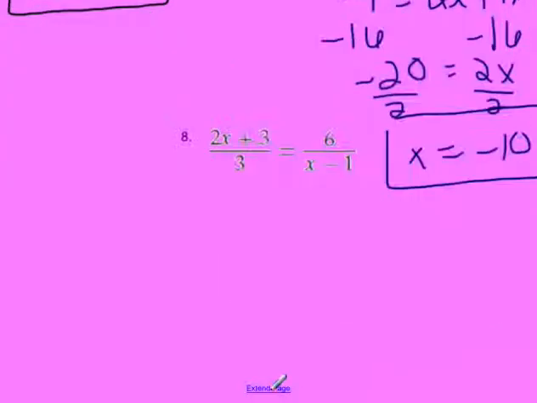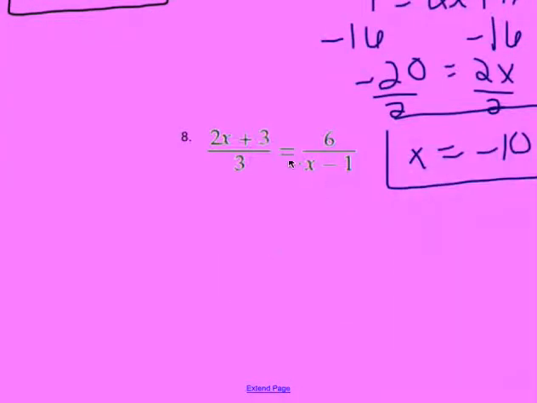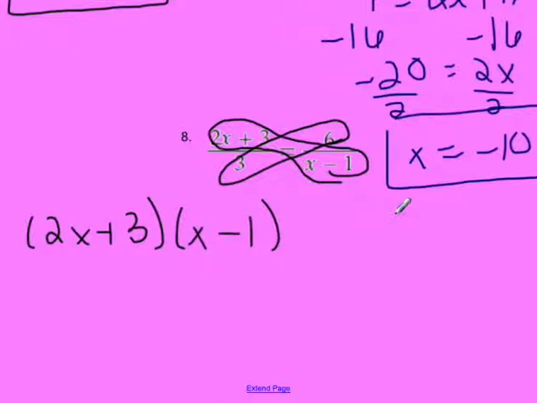Next, let's take a look at this one. This one is going to involve factoring, which is something you learn and something we're going to be reviewing a little bit in this unit. So you're going to multiply that times that and that times that. So we end up getting 2x plus 3 times x minus 1 is equal to 6 times 3, which is 18. Now, in order to multiply two things like that, you learn something in algebra called the box method.